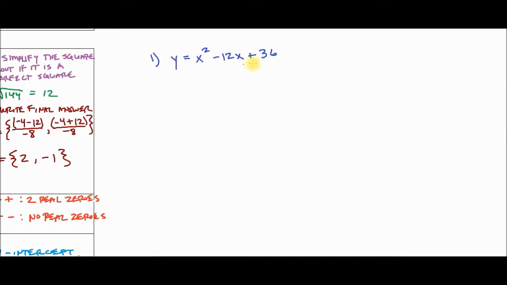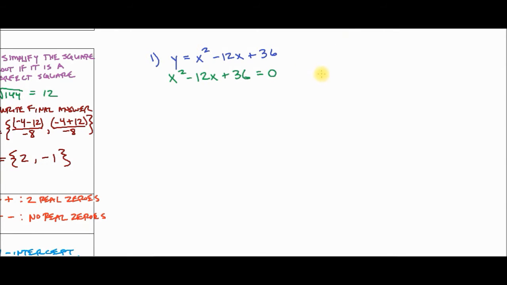Okay, the first step we always have to do, class, we have to set the equation equal to 0. So y has to be 0. Everything has to be on one side of the equal sign, and the other side has to be 0. So let's go ahead and write this equation. X squared minus 12x plus 36 is equal to y, which is 0. All I did was just flip the 2 sides around.